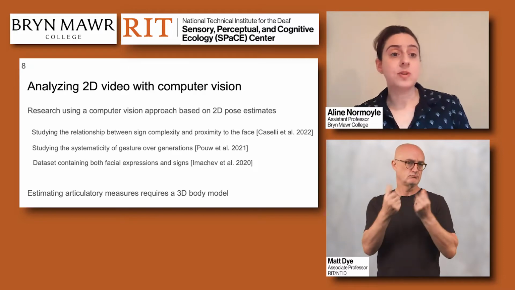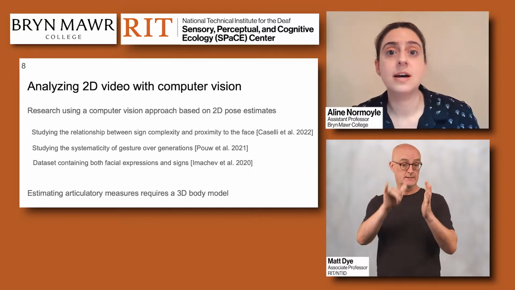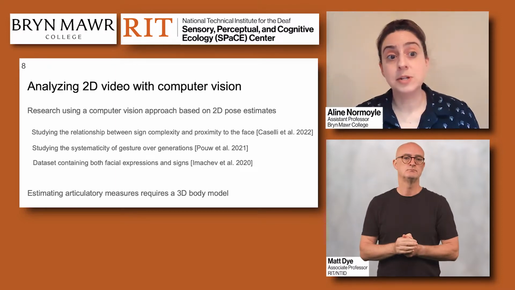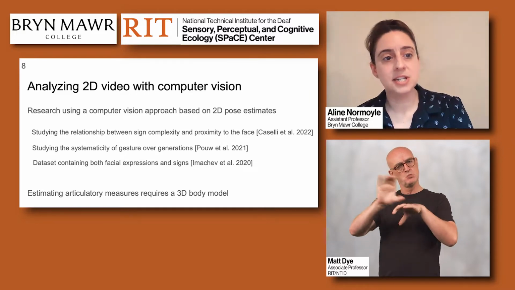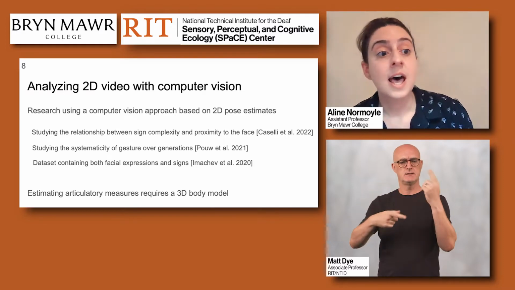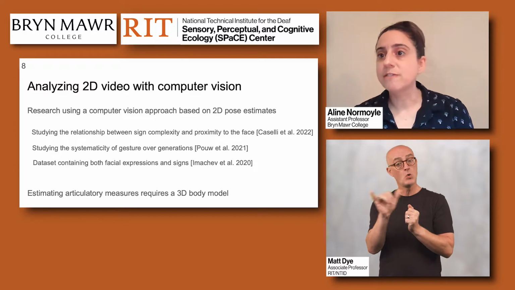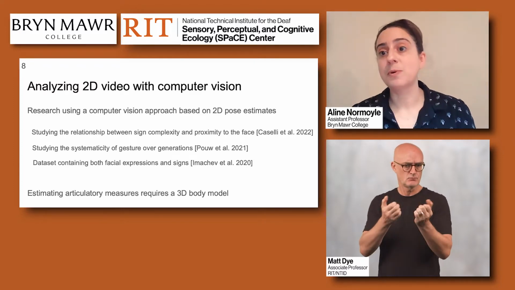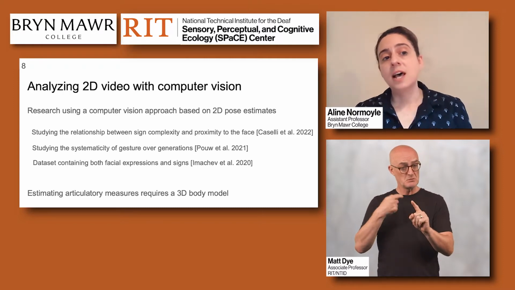To study this question, we would like to use a computer vision approach. Related work has used a computer vision approach, for example, as we just saw earlier in the presentation, to study the relationship between sign complexity and proximity to the face. Also, researchers have studied the systematicity of gesture over generations using a computer vision approach. And these approaches are helping us create interesting and new data sets.